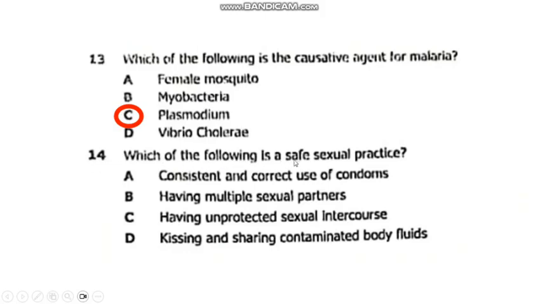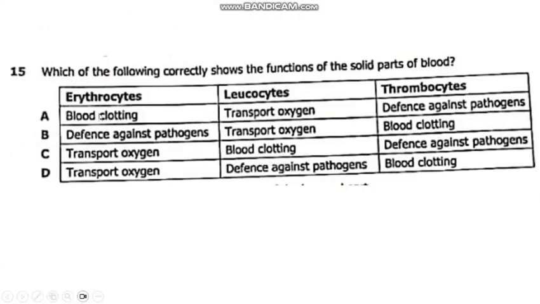Which of the following is a safe sexual practice? A, consistent and correct use of condoms. B, having multiple sexual partners. C, having unprotected sexual intercourse. D, kissing and sharing contaminated body fluids. So we are looking for the safe sexual practice. So from this we can see that consistent and correct use of condoms will be regarded as the safe sexual practice. So the correct answer is A. We now move on to our question 15.